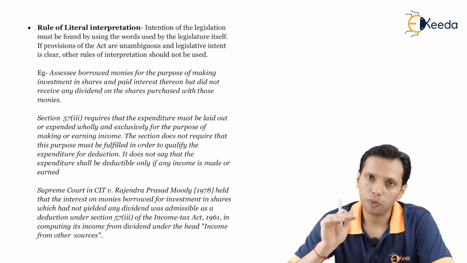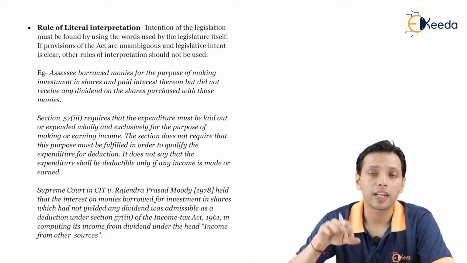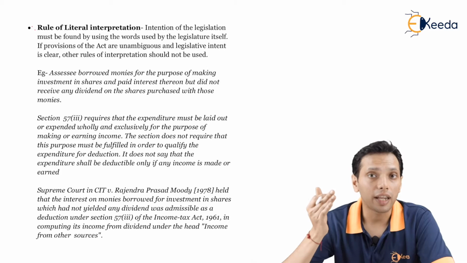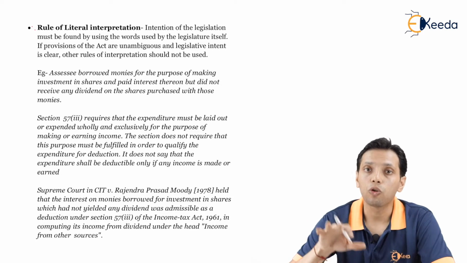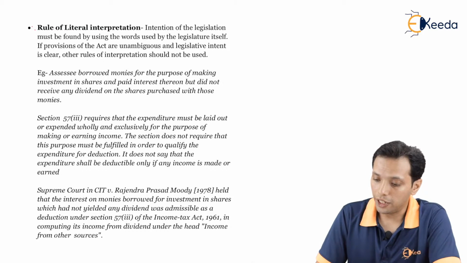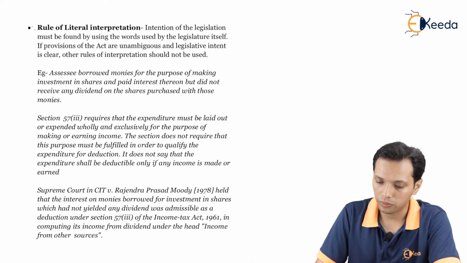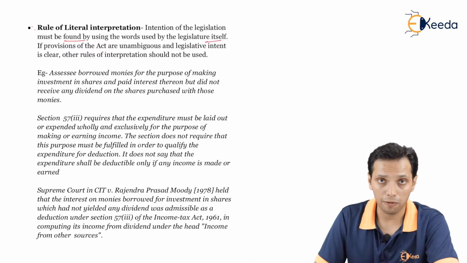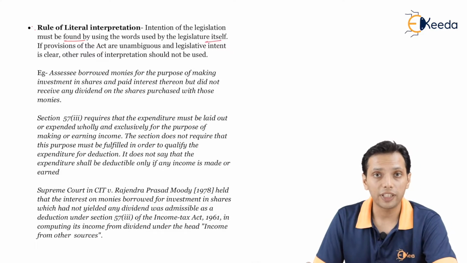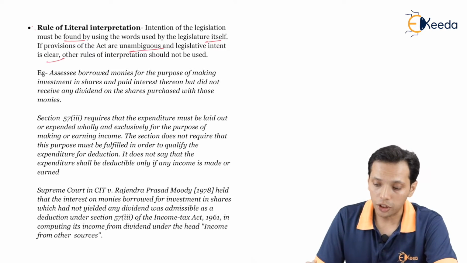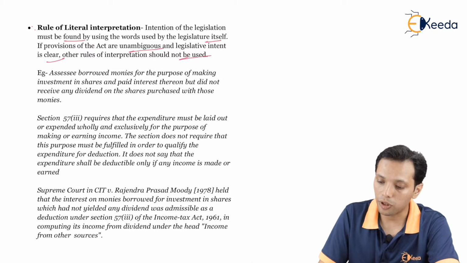After reading the provisions of the act, if we come to the conclusion that the provisions are clear and the intent of the legislation is coming through, then we need not go to other rules. Reading on the screen: the intention of the legislation must be found by using the words used by the legislature itself. If provisions of the act are unambiguous and legislative intent is clear, other rules of interpretation should not be used.